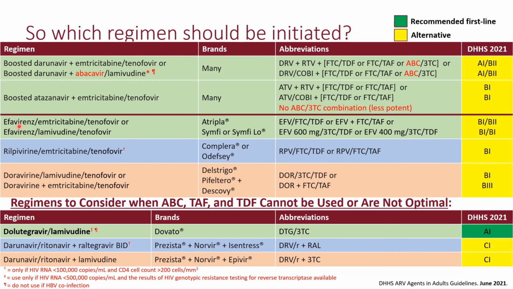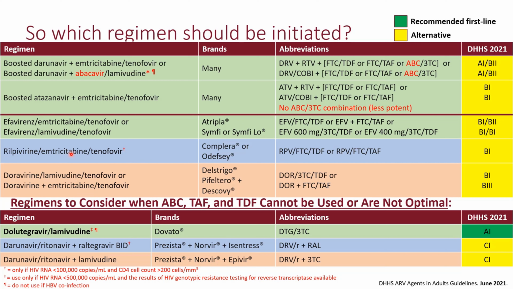So efavirenz is the non-nuke, and then you have 2 nukes as the backbone, emtricitabine and tenofovir. Efavirenz is no longer recommended first line. For the longest time, it used to be the drug of choice, but it is no longer because of the high risk of suicide ideation and suicide attempt that has been shown with efavirenz. For that reason, it's no longer first line because we have so many other options that are safer for patients.